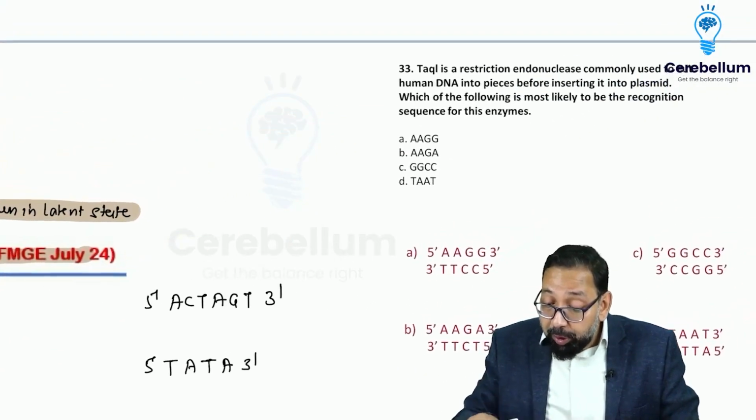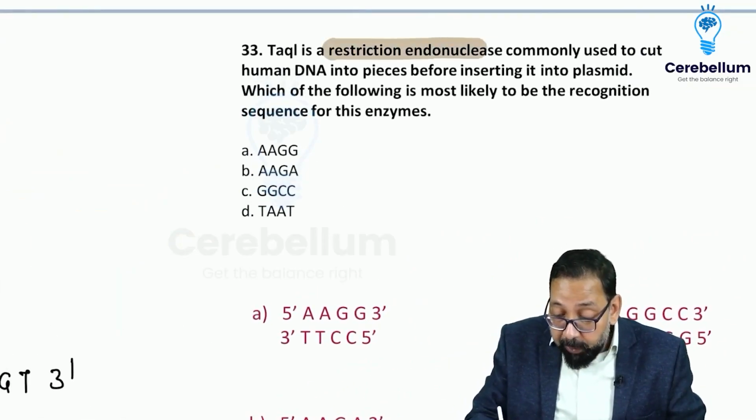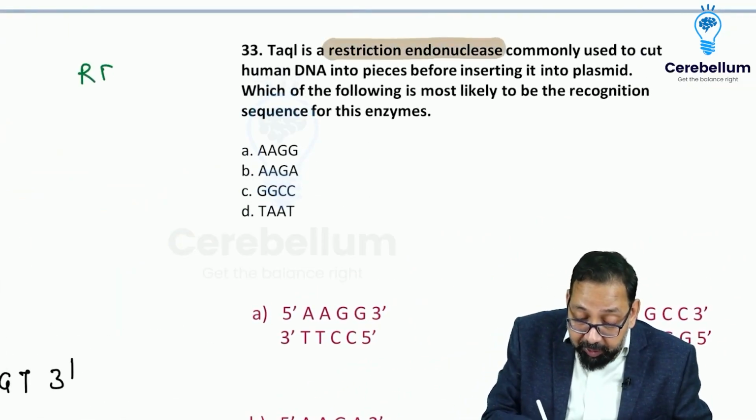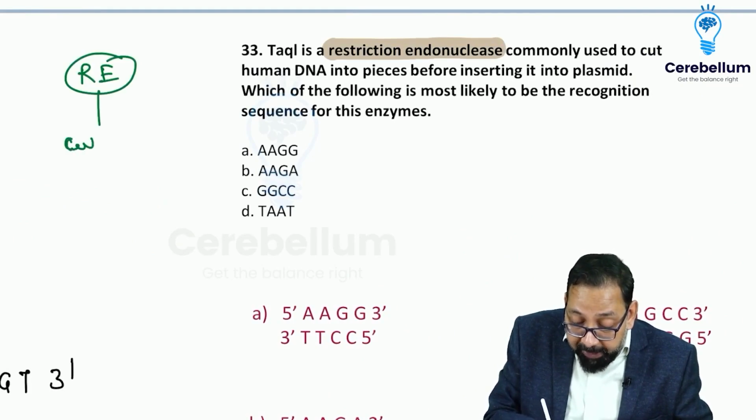Now we come to restriction endonuclease. We found that there is an enzyme, restriction endonuclease, which cuts the palindrome region.